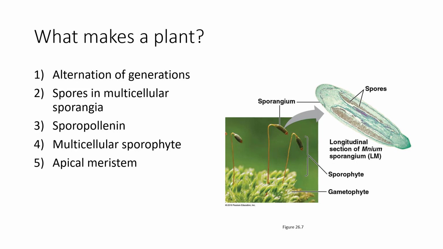The sporophyte has to be multicellular, and that's easy if you have a multicellular sporangium because the sporangium is part of the sporophyte. So if the sporangium is multicellular, the sporophyte is obviously multicellular. And there's something called an apical meristem, which is where the plant is growing from, and we're going to look at those in depth later.